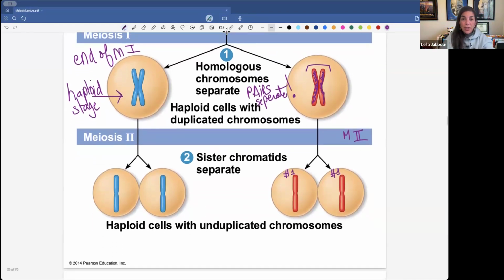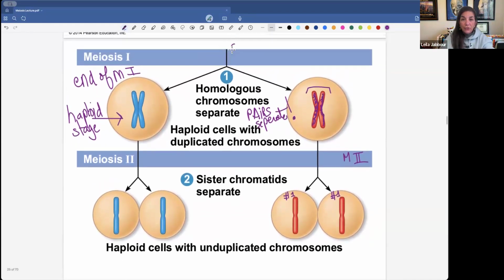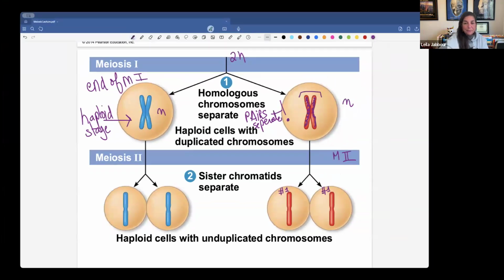Originally, the precursor cell had 2N, and then here these two daughter cells only have N. They only have an N number of chromosome types: chromosome 1, chromosome 2, chromosome 3, chromosome 4, chromosome 5, only one of each chromosome type. But they're still in a replicated form, so technically there's still too many copies. So we split those in the second round of cellular division.